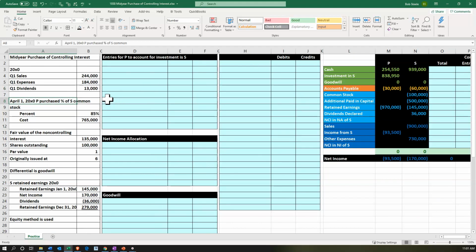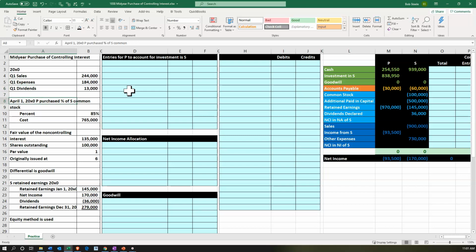It's going to be a mid-year purchase of the controlling interest. That means that P, the parent, is going to be purchasing not as of January, but sometime in the middle of the year. This is going to be after the first quarter for this example problem. So therefore, we're going to need to split up basically the income. That's what this first item is going to be doing. We've got the 2000x0 quarter one sales, quarter one expenses, and quarter one dividends.